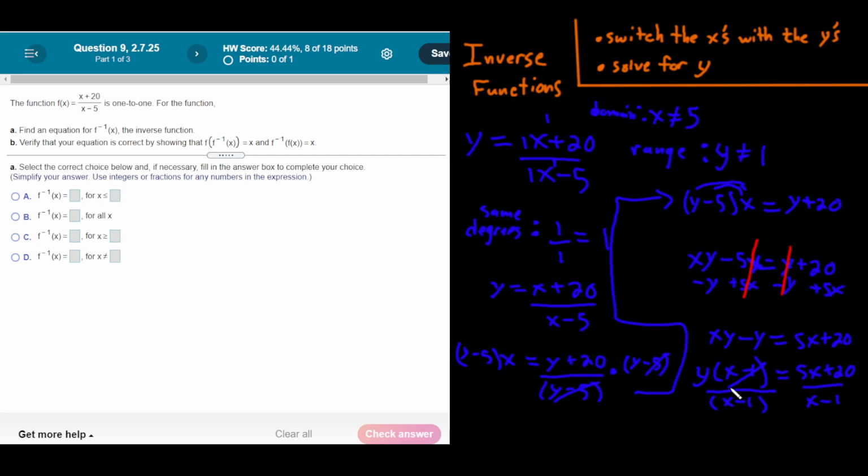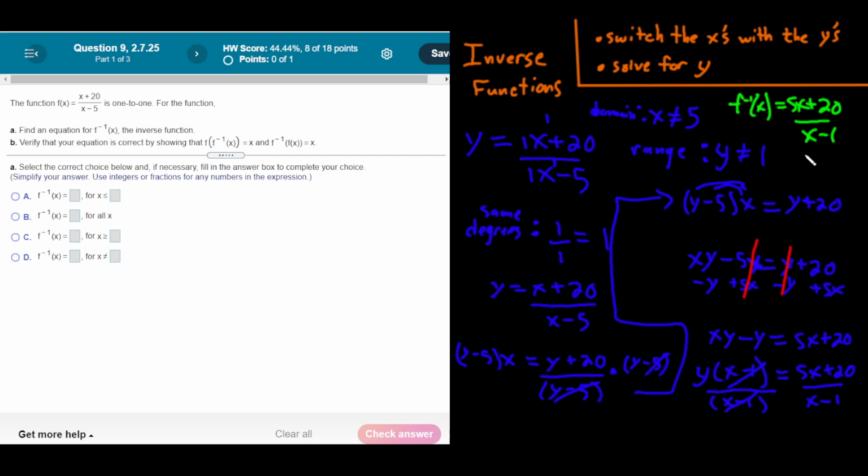And we are done. So the inverse is going to be, I'm going to write it up here in green. The inverse is going to be 5x plus 20 over x minus 1. Yeah, that was a tough one, right? But at least we found the inverse of everything.